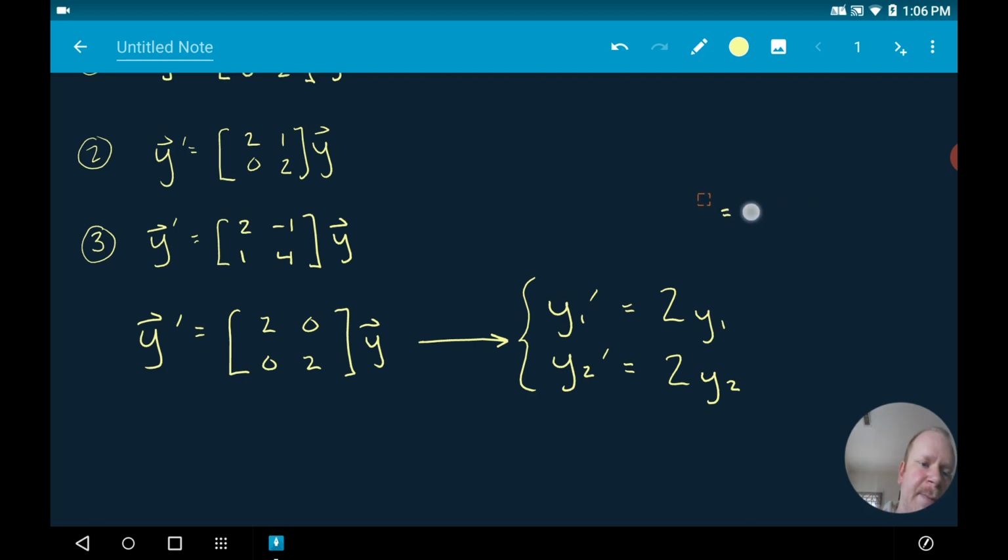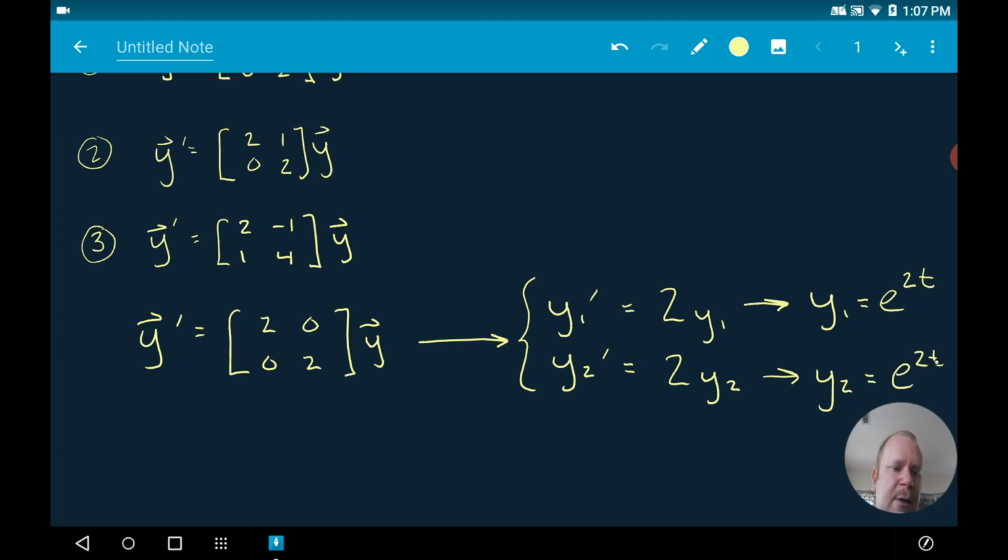So for this one, it turns out that y1 is going to be equal to e to the 2t. If y is equal to e to the 2t, or maybe a constant times that, then 2 times that should be equal to y1 prime. Same thing here. We get that y2 is equal to e to the 2t.